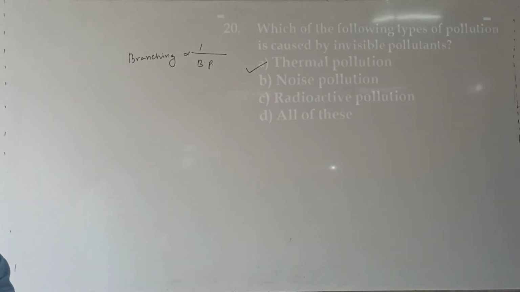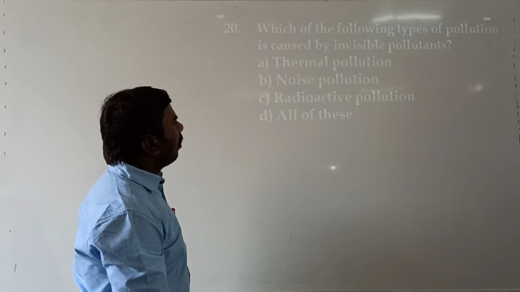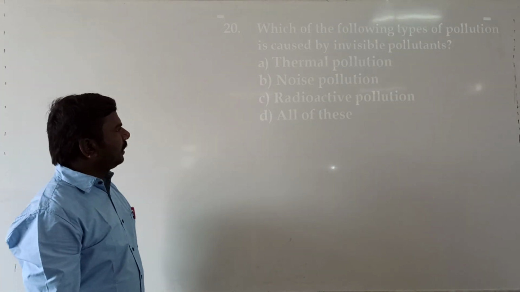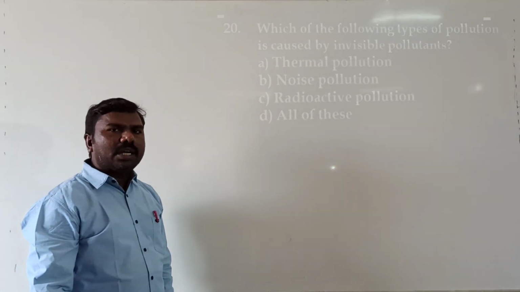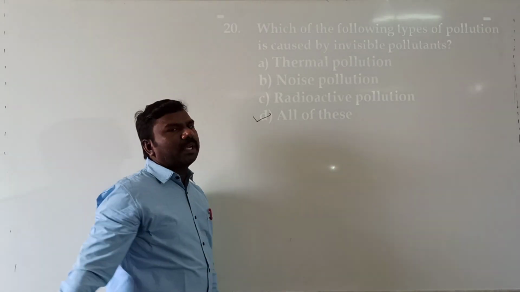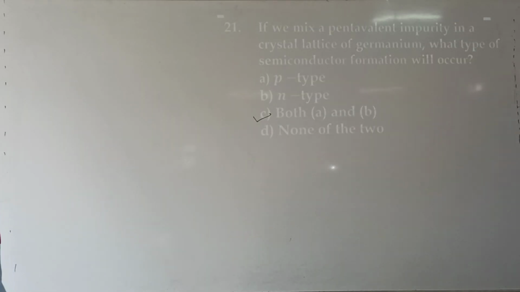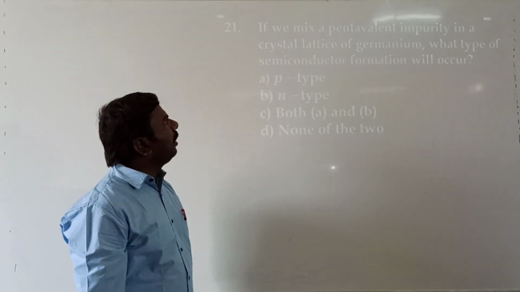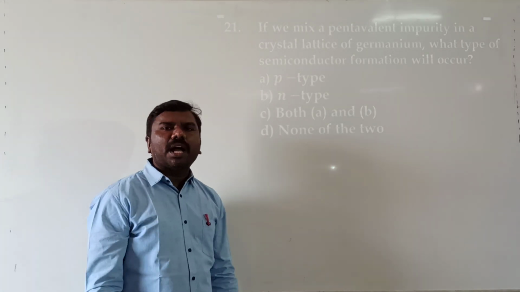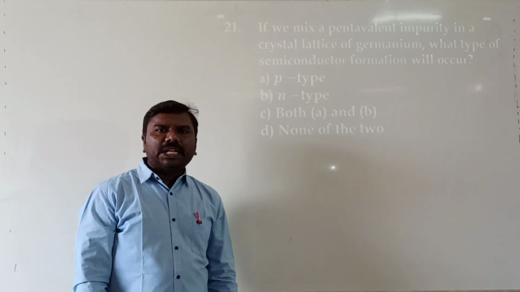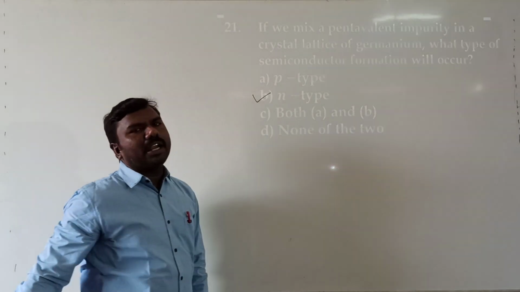Next. Which of the following types of pollution is caused by invisible pollutants: thermal pollution, noise pollution, radioactive pollution? So we cannot observe all this, that's why invisible, all of this. Next, if we mix a pentavalent impurity to a germanium lattice, what type of semiconductor formation will occur? Pentavalent means N type, trivalent means P type. The answer will be N type semiconductor.